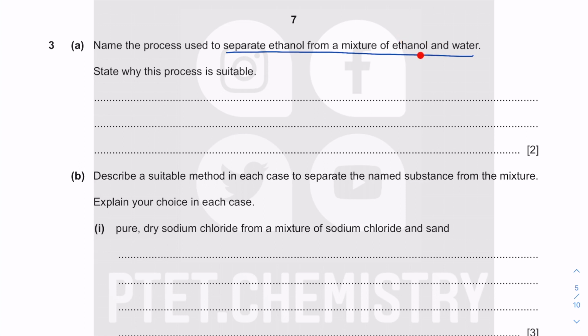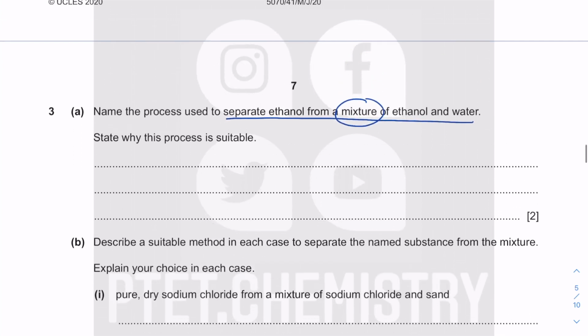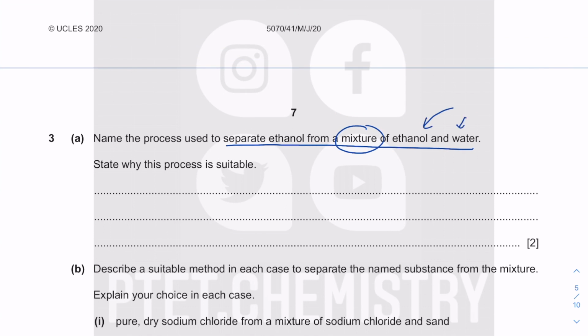Ethanol is soluble in water, as you would know. Ethanol is dissolved together with a little bit of other solvents, but ethanol can also be dissolved in water. That's why sometimes we see 30% ethanol, 60% ethanol. That means the rest is water and it's not 100% ethanol. So we have a mixture. These two have different boiling points.